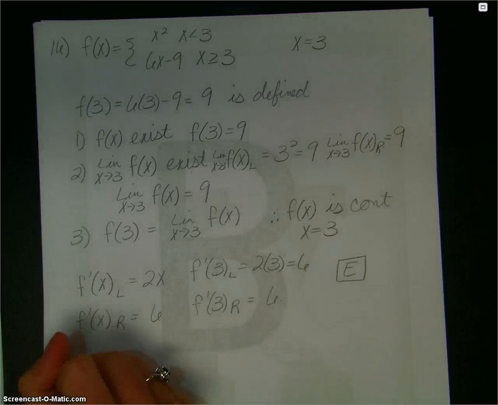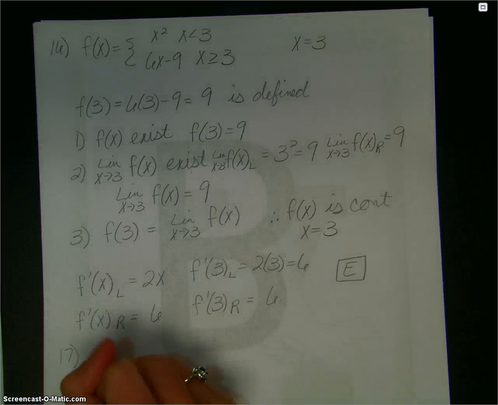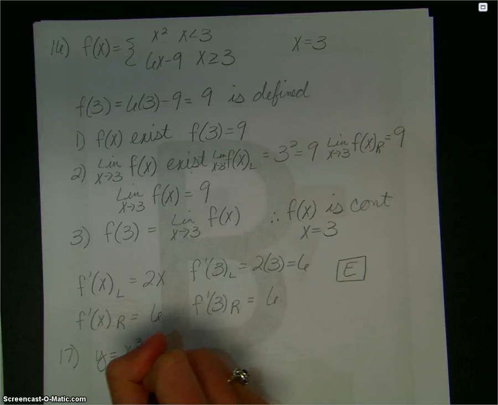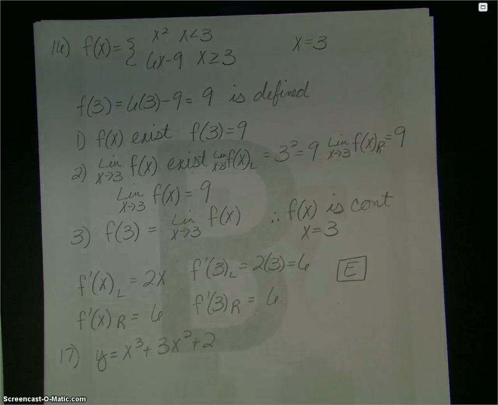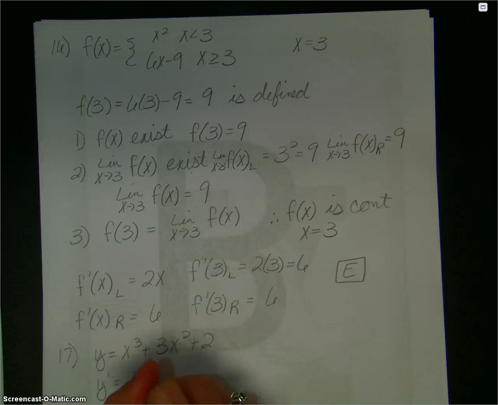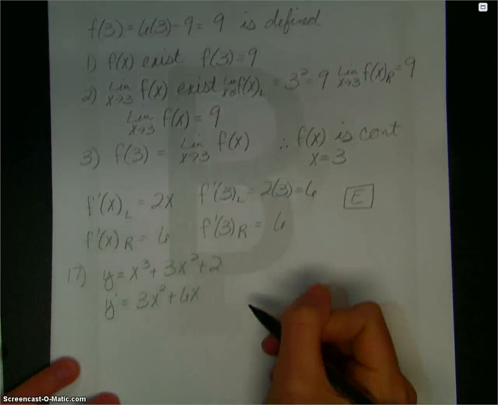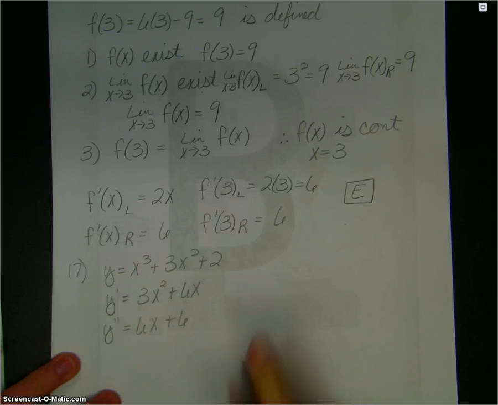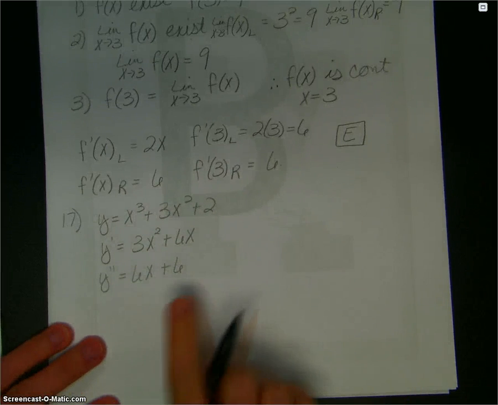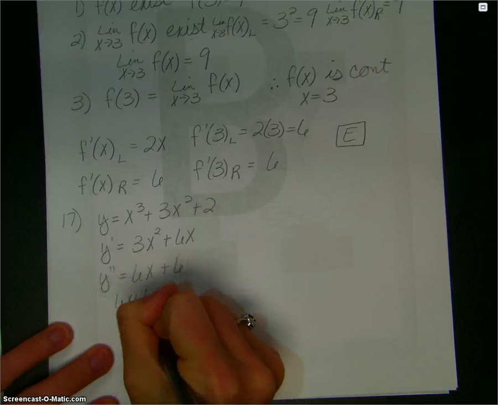Okay, on number 17, we want to find the equation of a line that is tangent to y equals x cubed plus 3x squared plus 2 at its point of inflection. So the first thing I'm going to do is find out where our point of inflection is, and we can find that by taking the second derivative. So the first derivative of this thing is going to be 3x squared plus 6x plus 0. And then my second derivative is going to be 6x plus 6. So I'll have a point of inflection where that is equal to 0.